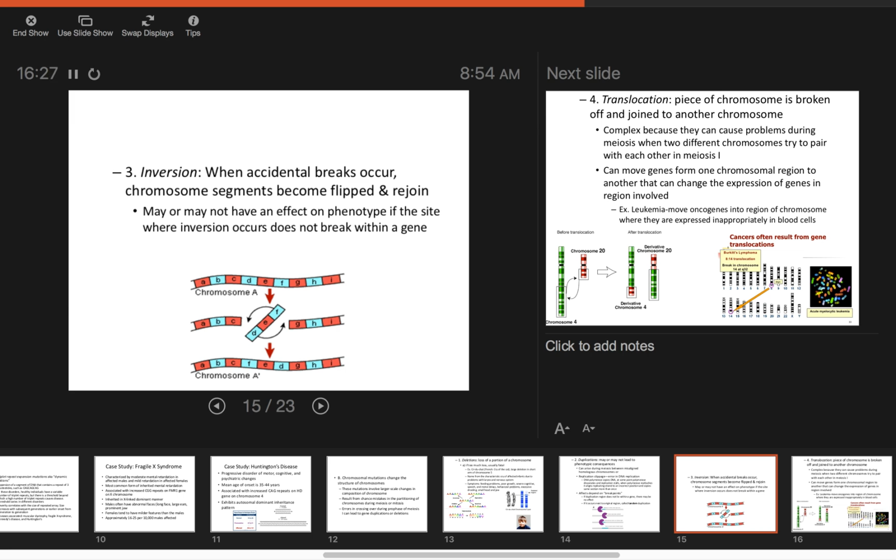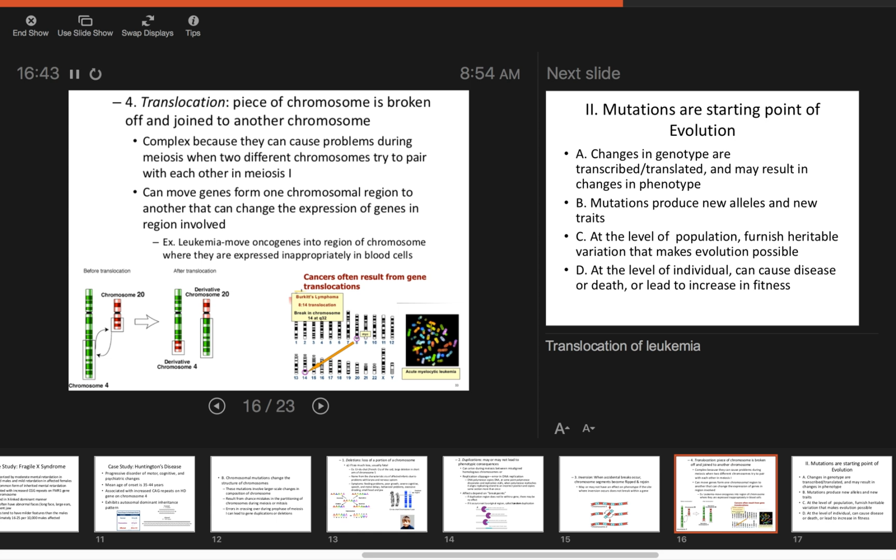So instead of being A, B, C, D, E, F, G, H, I, now you're A, B, C, F, E, D, G, H, I. So again, it may have an effect on the phenotype, or it may not. But it does happen. The last chromosomal mutation that could occur is translocation.